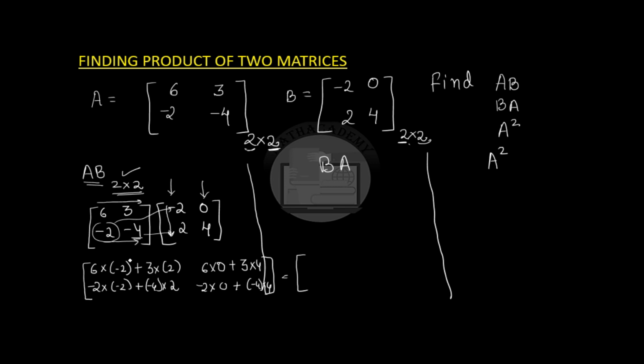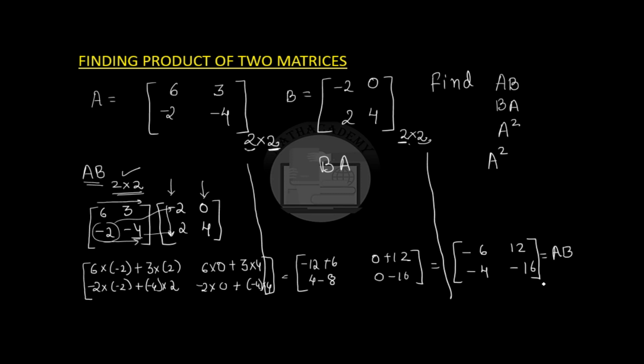Let us simplify this. So this is minus 12 plus 6. Here it is 0 plus 12. Here it is 4 minus 8. And here it is 0 and minus 16, which on simplification gives us minus 6, 12, minus 4 and minus 16 as our product of A and B.